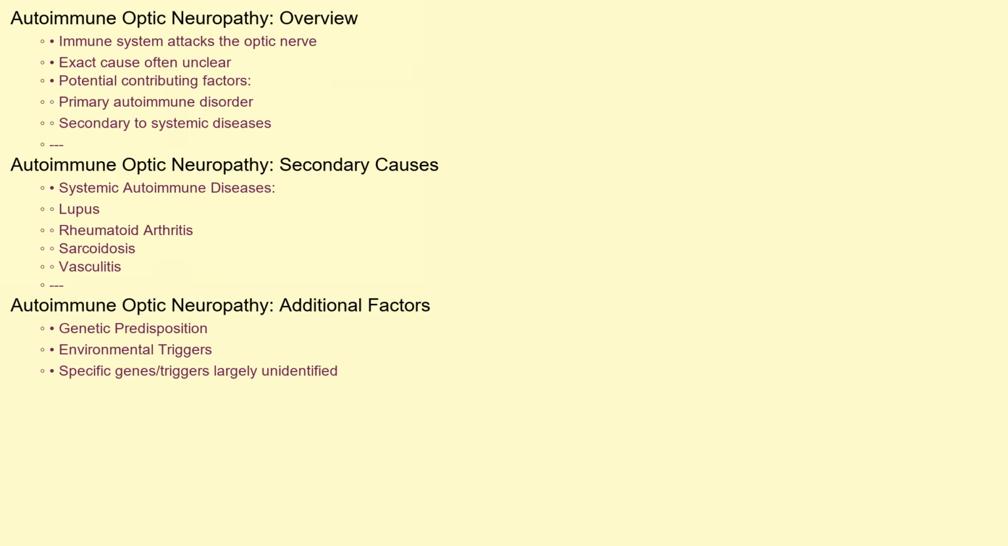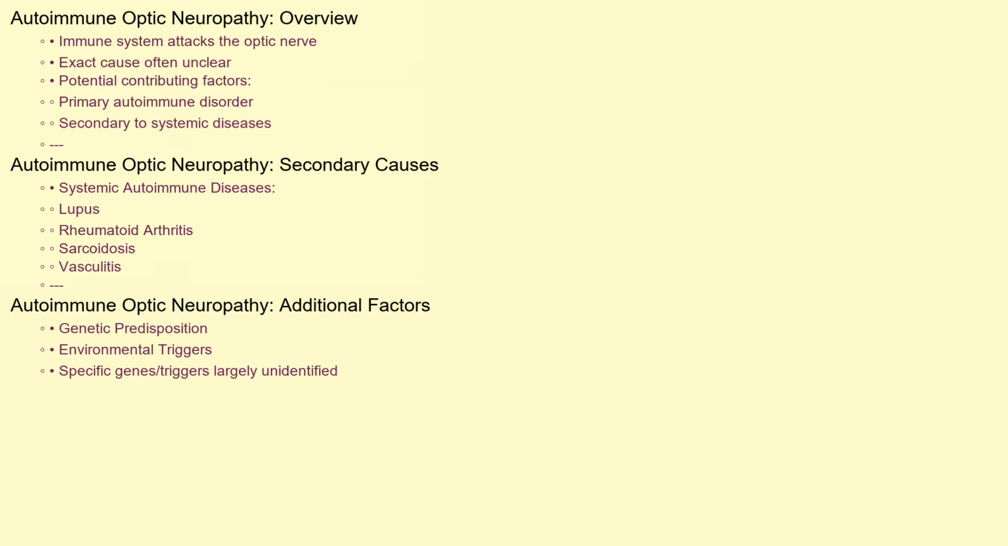Autoimmune optic neuropathy, as the name suggests, is triggered by the body's own immune system mistakenly attacking the optic nerve. The exact reasons why this happens are often unclear, but several factors are thought to play a role. It can occur as a primary autoimmune disorder, where the immune system targets the optic nerve directly without any other underlying systemic disease. Alternatively, it can be secondary to other systemic autoimmune diseases such as lupus, rheumatoid arthritis, sarcoidosis, or vasculitis. In these cases, the optic nerve damage is a consequence of the broader autoimmune response.